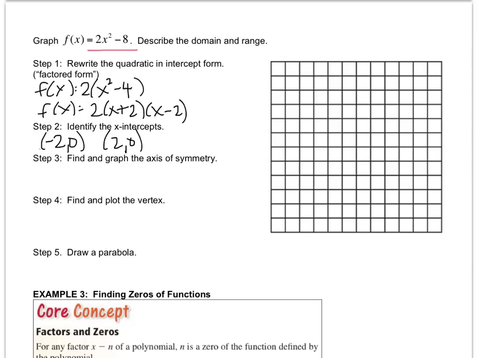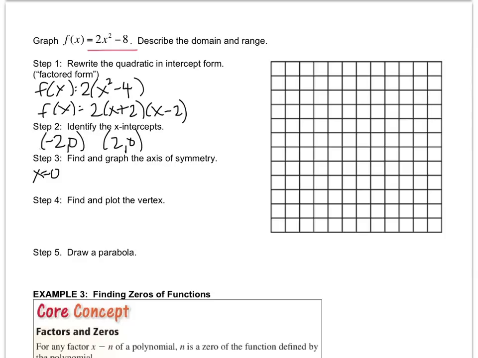Then I have to find the axis of symmetry. Well, halfway between negative 2 and positive 2 is 0. So that's an x value of 0. And now I'll graph that. But then what I have to do on that is find the actual vertex.